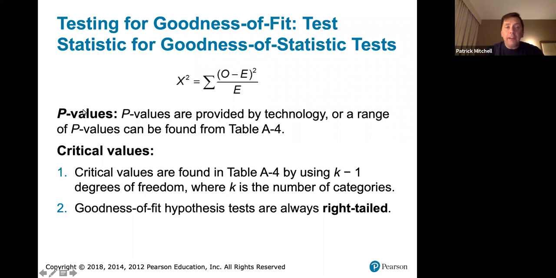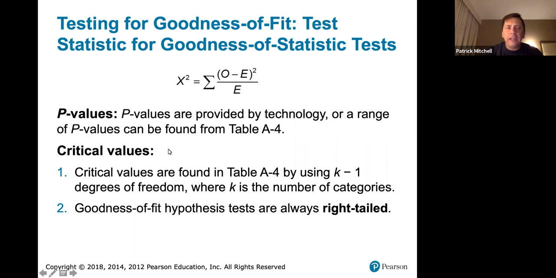So as usual, we'll talk about two different approaches for the hypothesis test, the p-value approach. Chi-square is another one of those distributions that in order to get an exact p-value, you have to use technology. If the only thing you have access to is the table, and that's table A4, then it would be a range of p-values, which is usually good enough. Or you can use the critical value approach. Critical values are found in table A4.